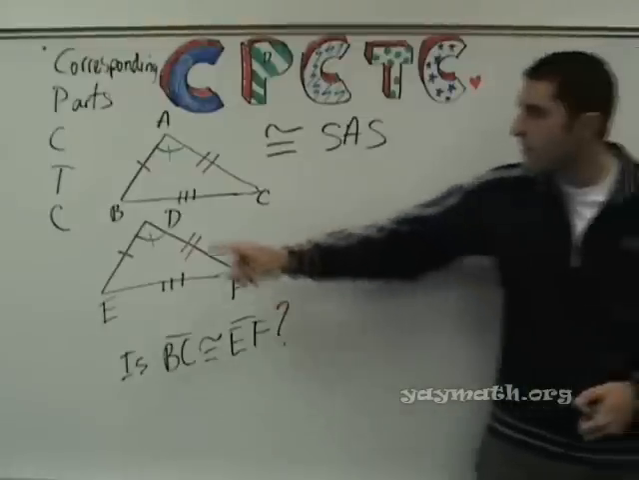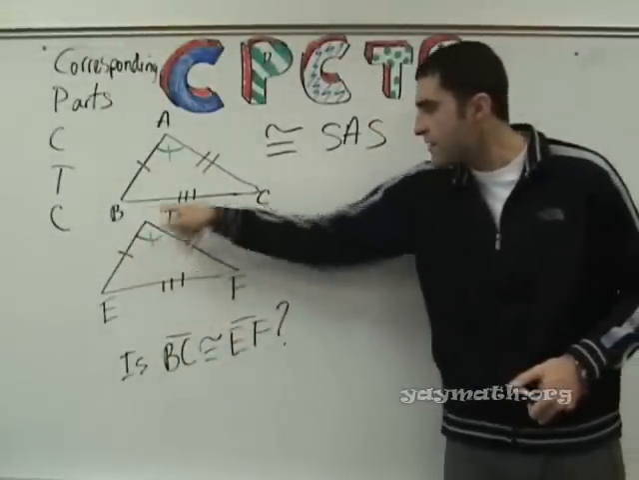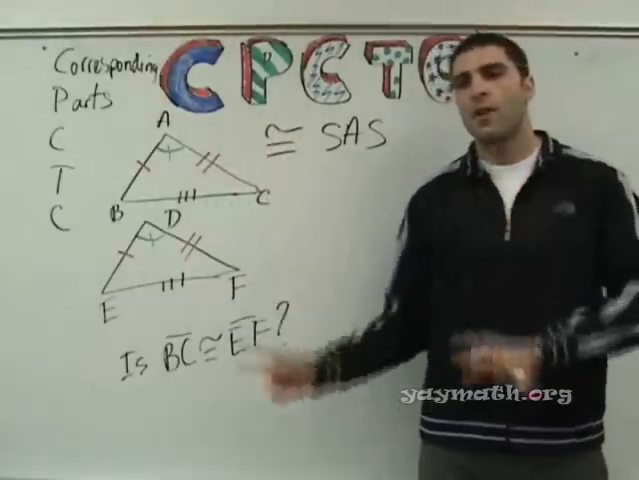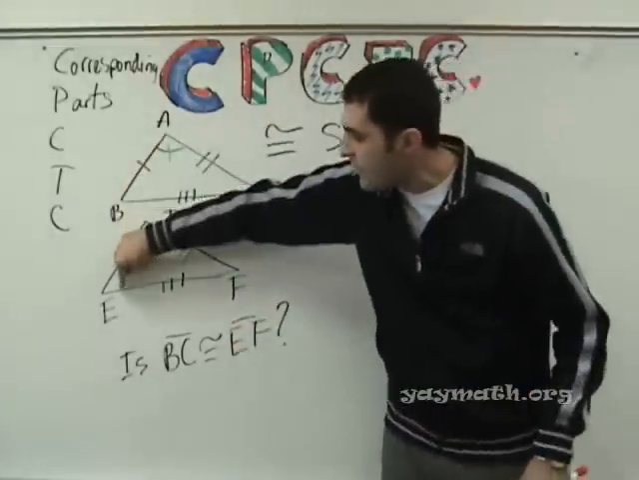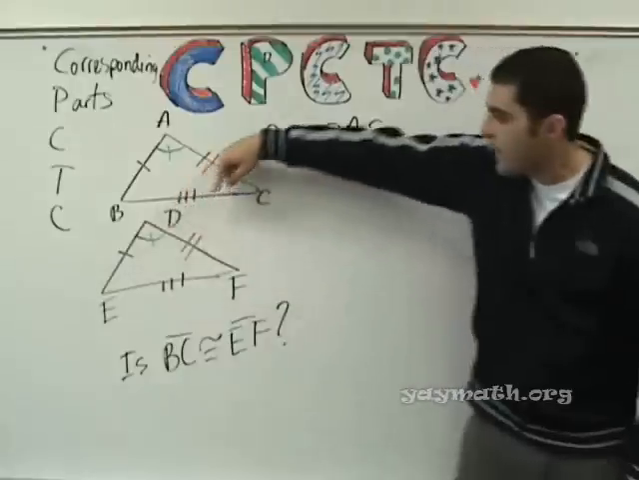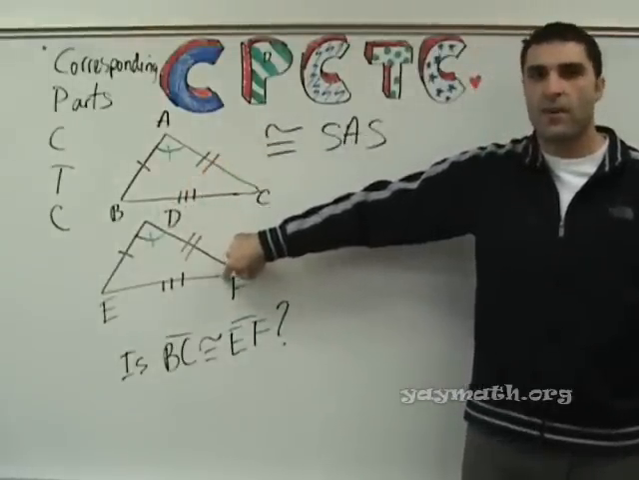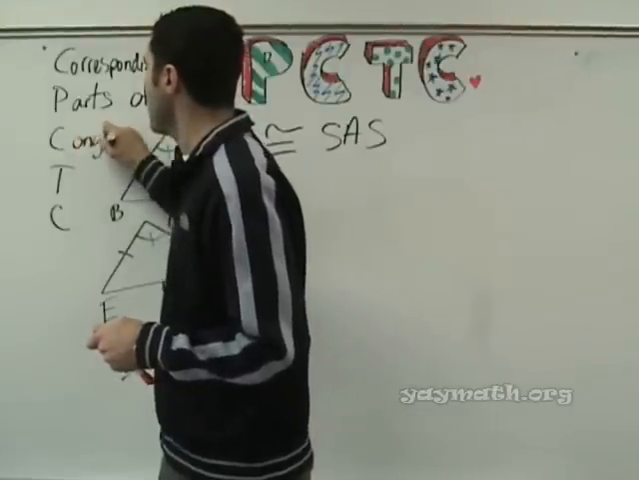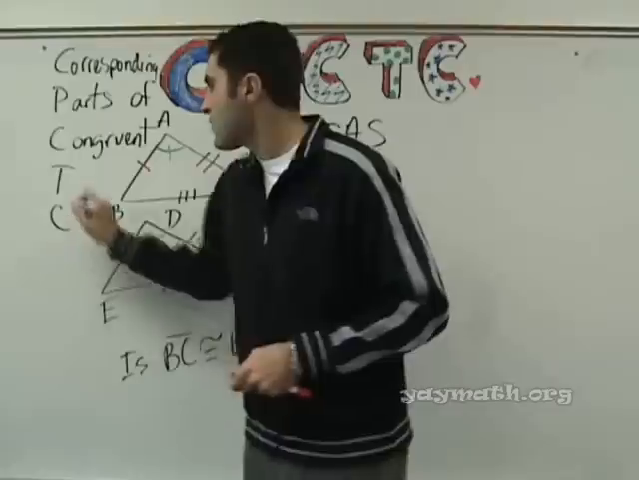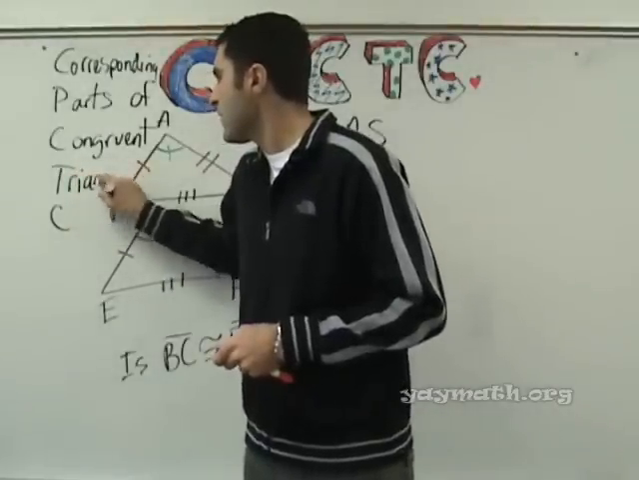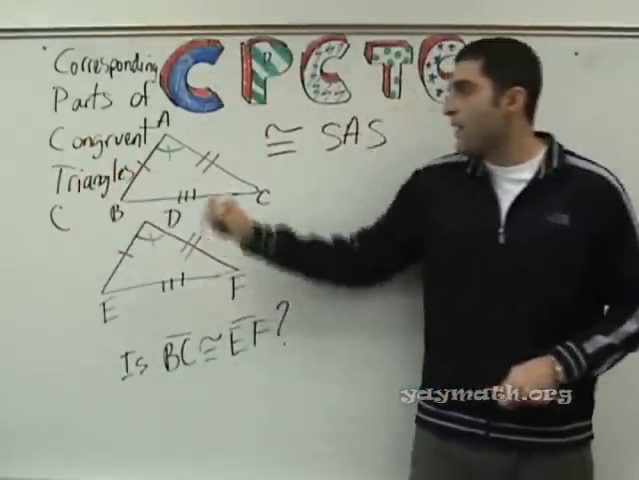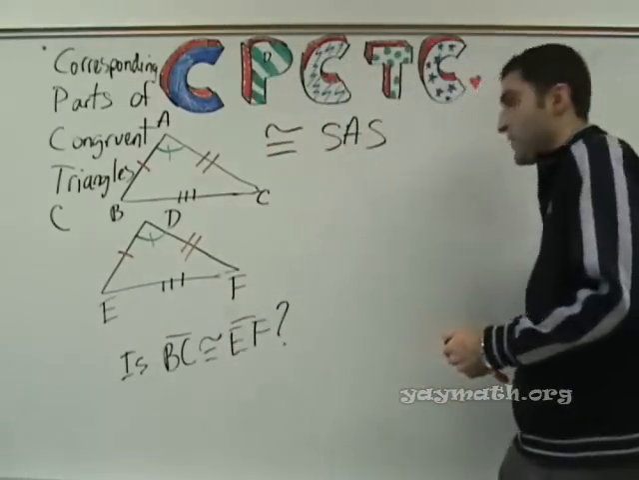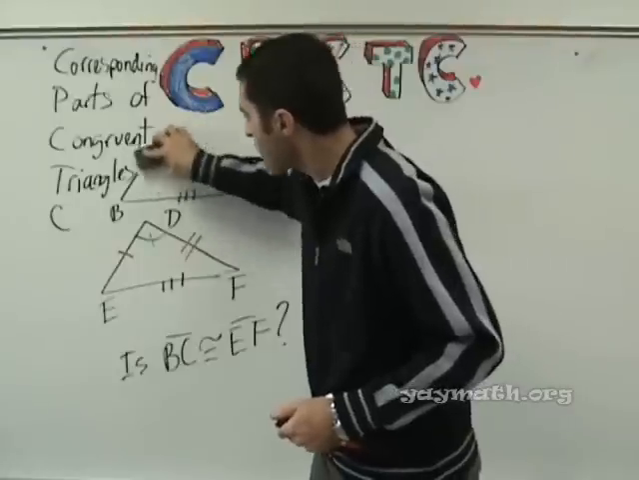Corresponding parts. In this case, BC and EF. These are two parts that are corresponding, that are kind of like the same on one as to the other. Same with angle B and angle E. They're corresponding parts. Same with angle C and angle F. Corresponding parts of congruent triangles, corresponding parts of triangles that are already congruent are congruent as well.